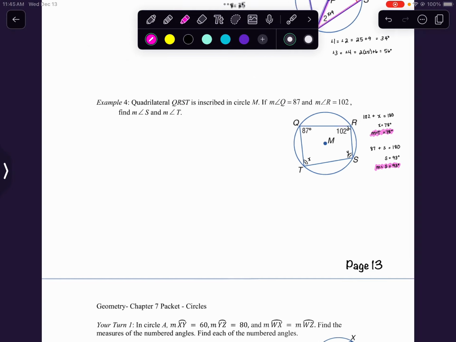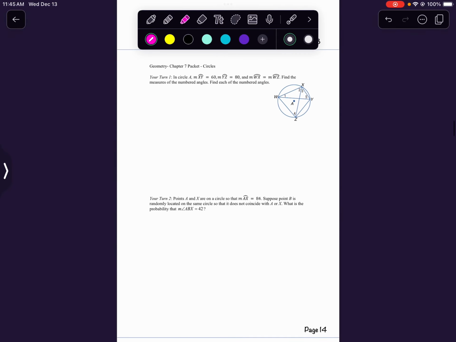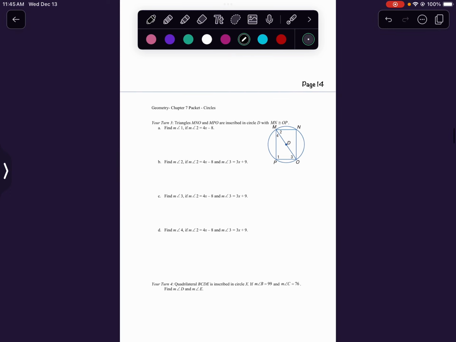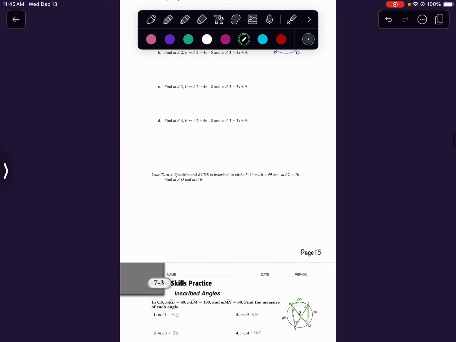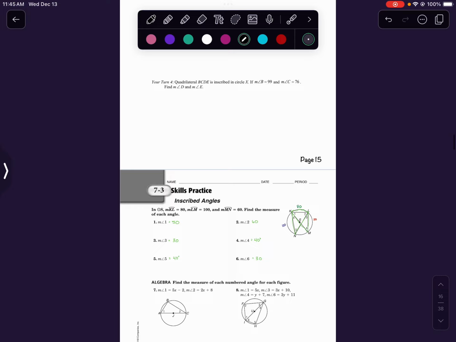Okay, so I do want you guys to try the your turns. You can skip your turn 2 because we don't have to do anything with probability. And if you're at all upset, I can go over that with you another day. So I want you to do your turn 1, your turn 3, and your turn 4. Make sure you submit your notes, please, and then work on the practice work pages.